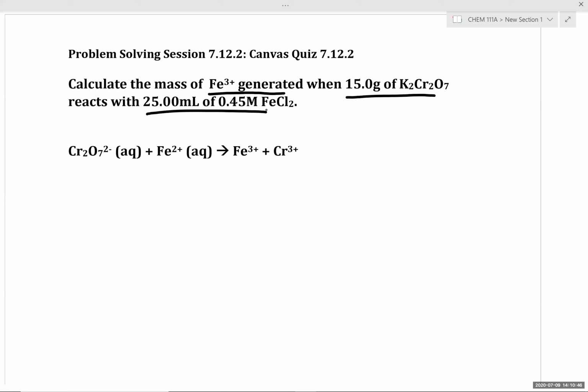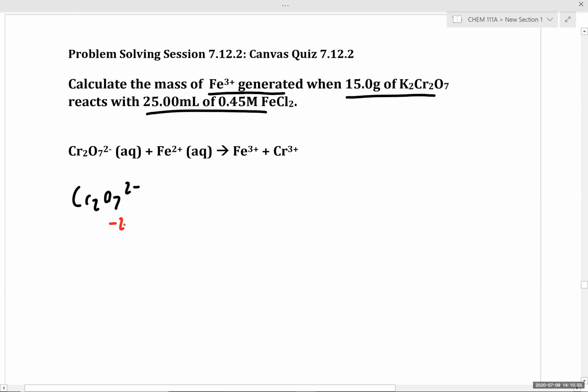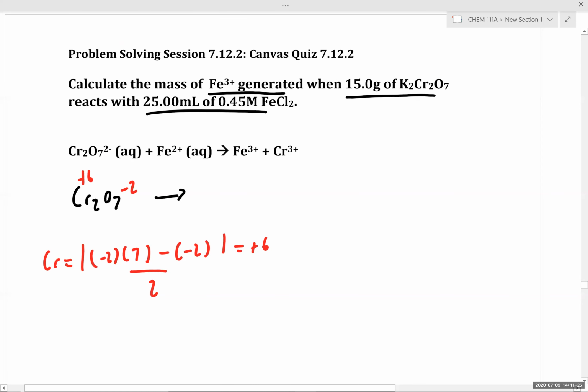So first and foremost, we're going to assign oxidation numbers in dichromate. Oxygen has an oxidation number of -2. For chromium's oxidation number, we have -2 times 7 minus the total charge of -2, over the number of chromium atoms, which is 2. That gives us an oxidation number of +6. Continuing on now, that in turn yields chromium 3+.